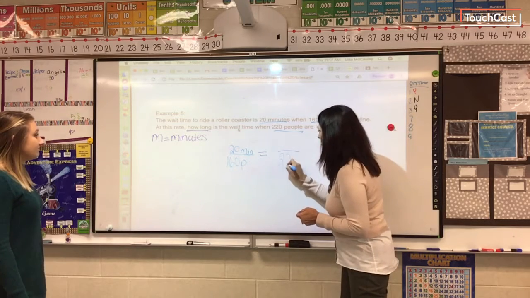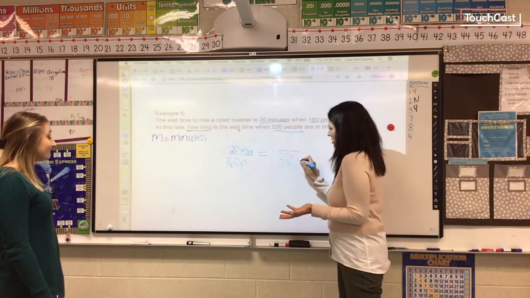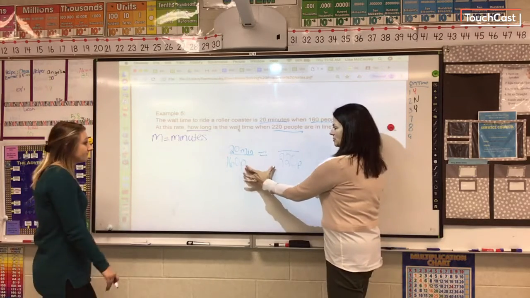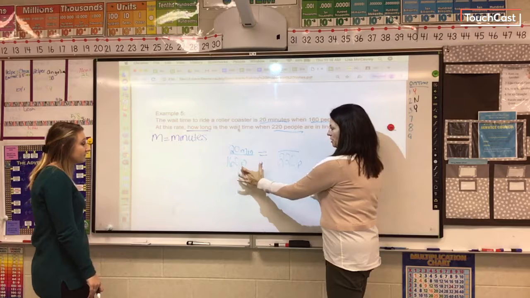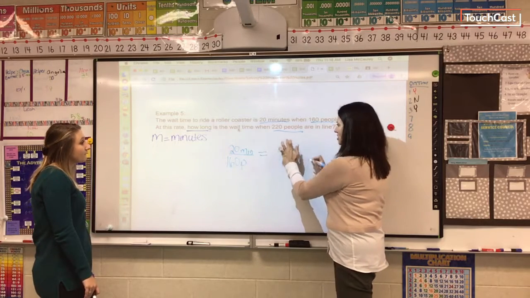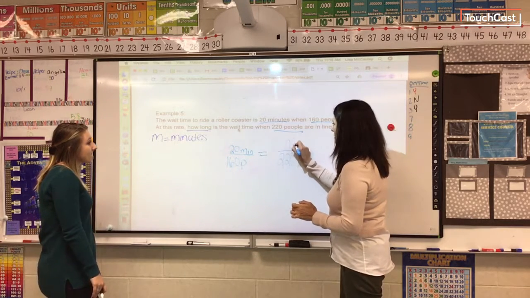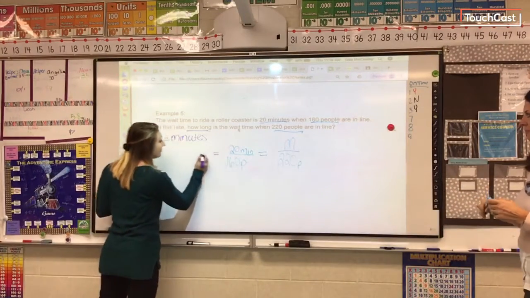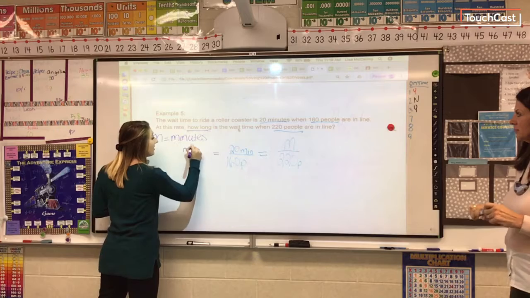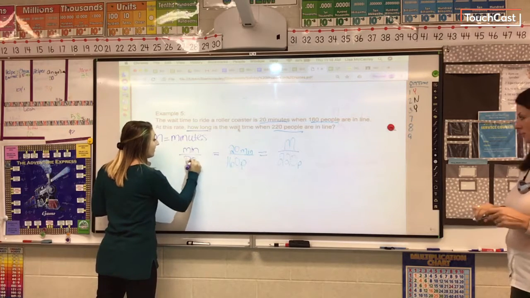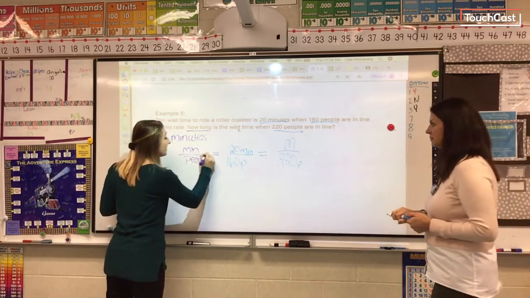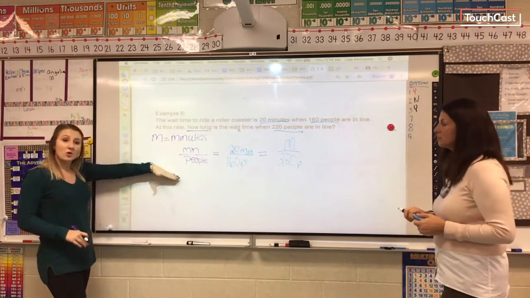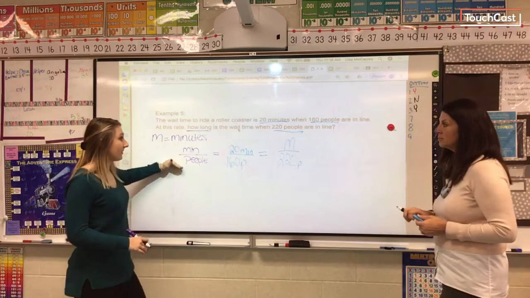So 220 goes here. This is the hardest part about doing proportions in word problems, is knowing where to put your stuff. You need to make sure your units match. So people to people, minutes to minutes, and here's where our big M, the missing guy, goes. All right? Okay, and in my class, you have to write over here, minutes over people. Because even if you mix up these numbers, this shows me you at least know that the minutes need to be separated from the people.